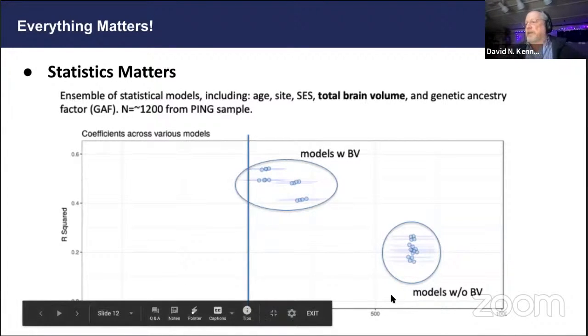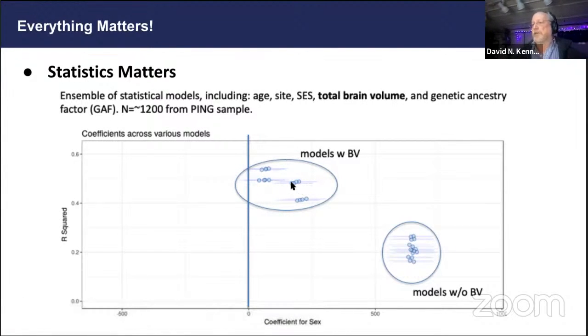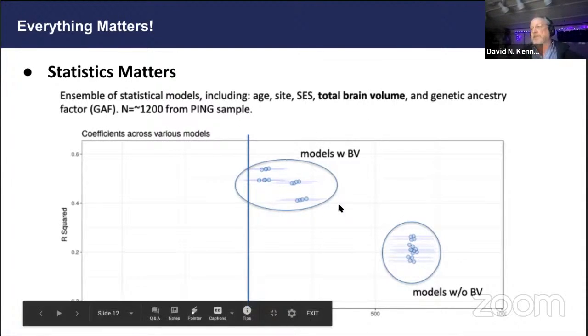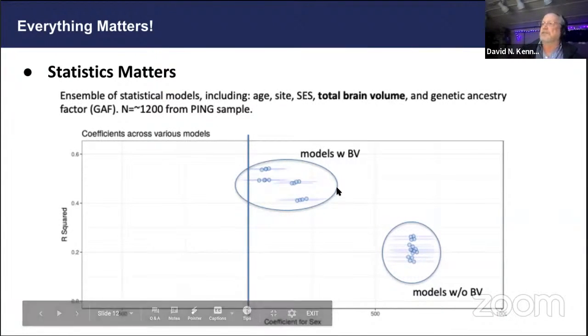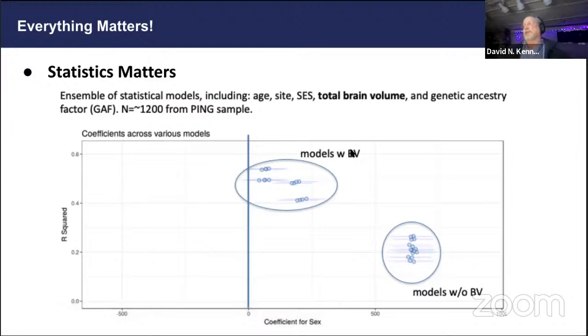And so here we're plotting the effect size on the x-axis. So this is an effect size of 600 or so, and this little grouping here has an effect size of about 200 or so. And then the y-axis here is the r-squared, a goodness of fit representation. So what we see when we plot all 128 of those models, the permutations of this set of factors, is these two little clusters. This one cluster has a large effect, and this one cluster has a much smaller effect. And the only difference between these two clusters is when brain volume is included as a covariate.